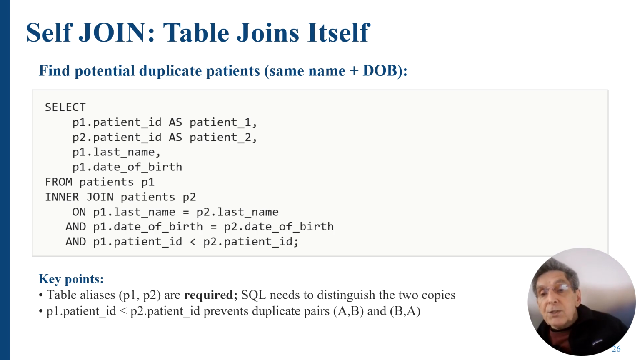The join condition matches on last name and date of birth. The condition P1.patient ID less than P2.patient ID prevents duplicate pairs. Without it, we'd get both A and B and B and A for each match, plus A and A for every record. So you have to be careful. Self-joins are essential for finding duplicates, and also for building hierarchies like organizational charts and comparing records within the same table. The aliases are required because SQL needs to distinguish between the two instances of the same table.